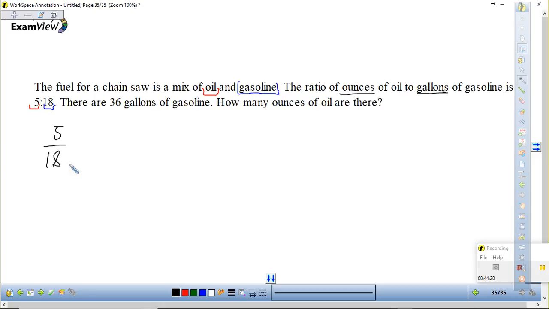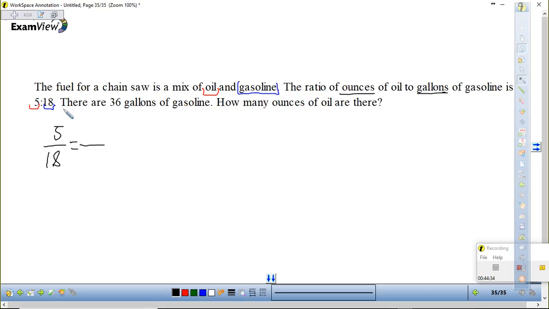5/18. We good? So for every 5 ounces of oil, we get how many gallons of gasoline? 18. And that is going to be equal. We're going to create a proportion. Check this out. This is where it gets tricky.